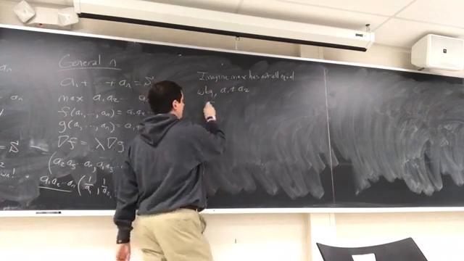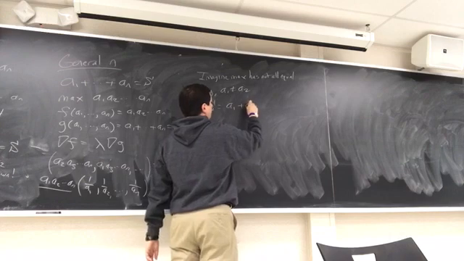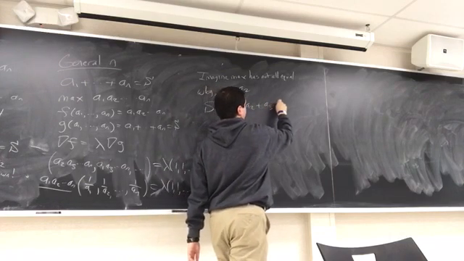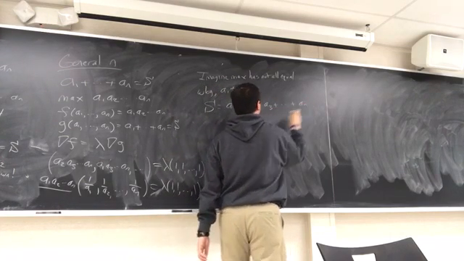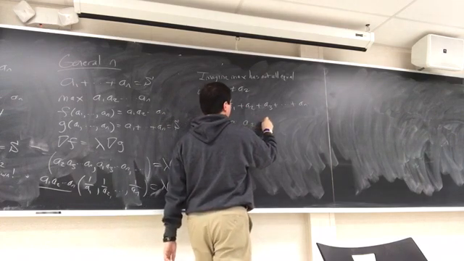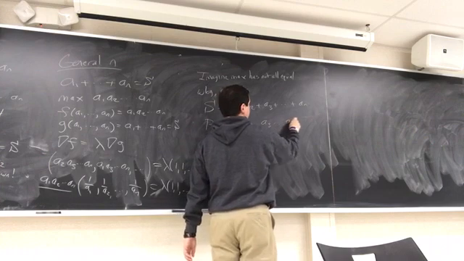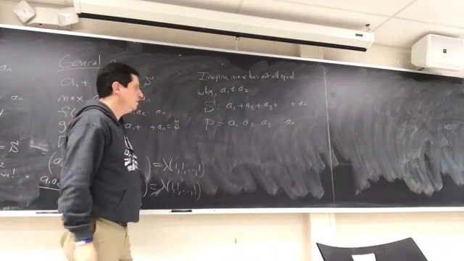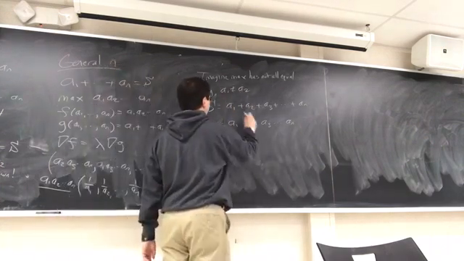So we have the sum is a1 plus a2 plus a3 plus dot dot dot plus an, and we have the product is a1, a2, a3, dot dot dot, an. Just focus on this part.